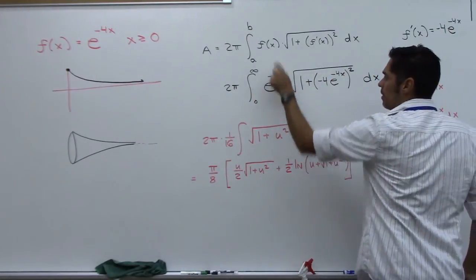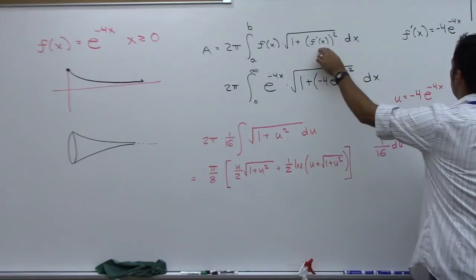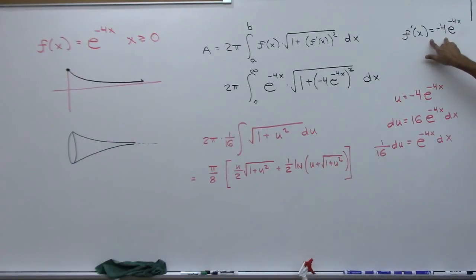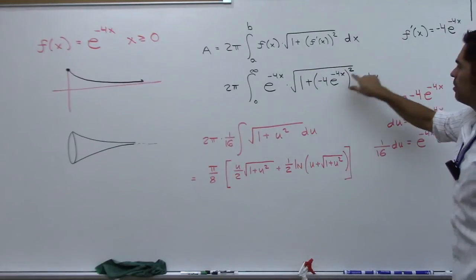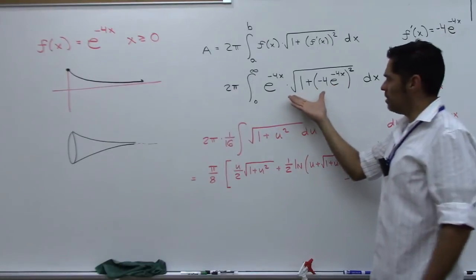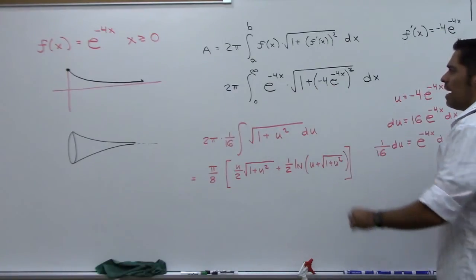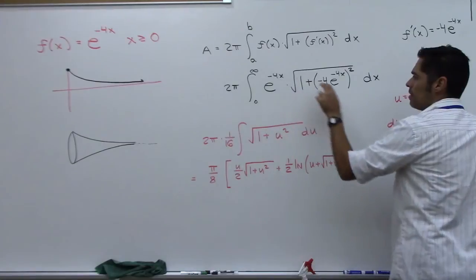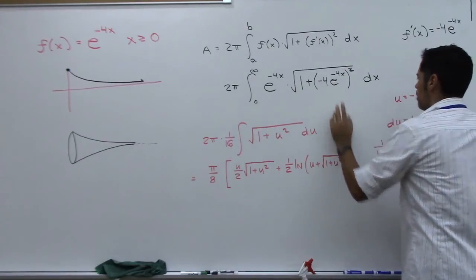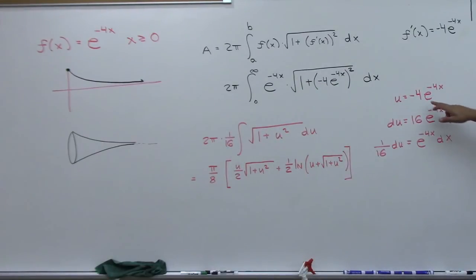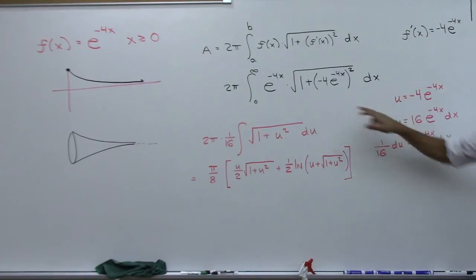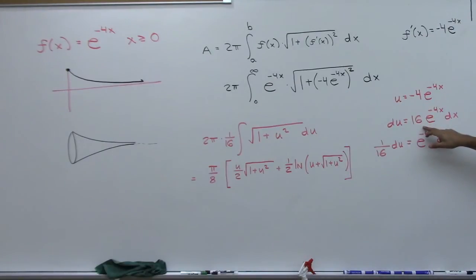Then we have f of x, 1 plus. Now the derivative of f, I did it over here. Here's the derivative of our original function. We're going to take that and square it. So I have to figure out an antiderivative of this. I noticed that the outside here looks like the derivative of this piece right here. So I do a quick u substitution. I let u be this piece in here. The derivative of that is this.